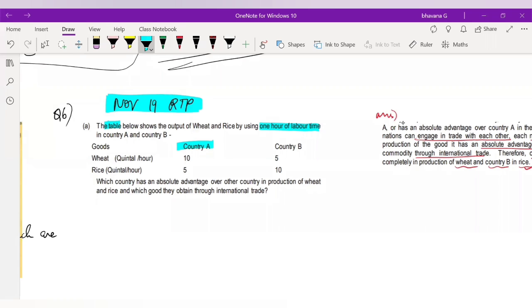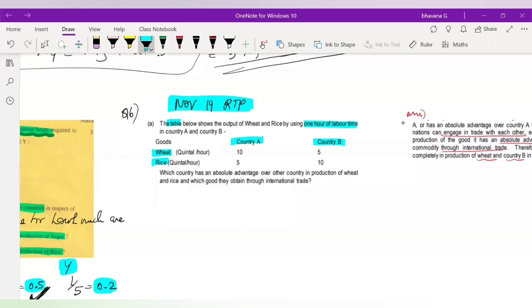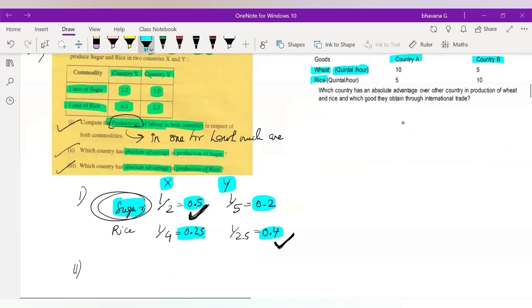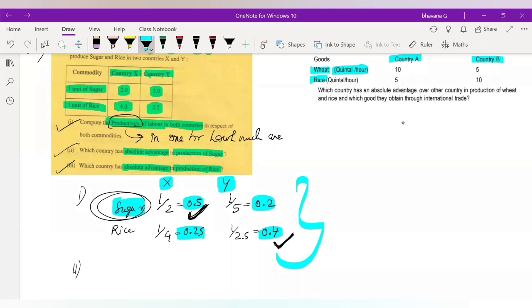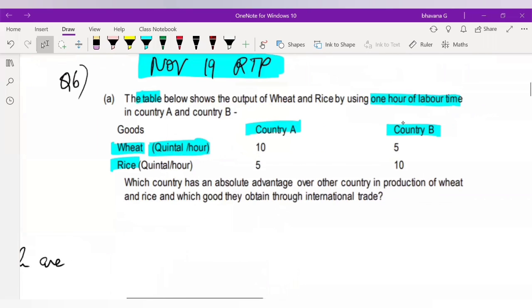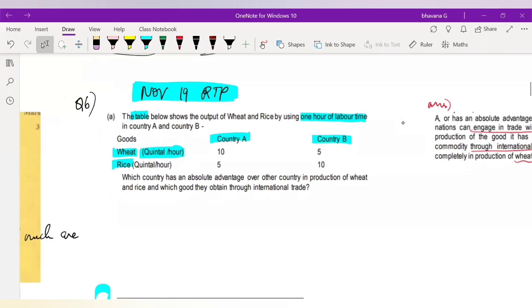So they have told you there is country A, country B, they have wheat and rice. And here what has happened is they have directly given you productivity itself. They have told you quintal per hour. That means in per hour how many quintals they are able to produce. So directly here they have given you the productivity. You don't need to do the first step and find out productivity here. Directly they have given you how many quintals per hour they are able to do. So for wheat in country A it is 10, in country B it is 5; for rice in country A it is 5, in country B it is 10.